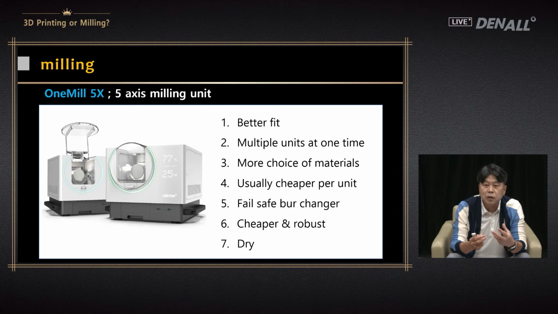I didn't explain it accurately. The inside undercut can be fabricated, so it has very good fit, and multiple units can be fabricated at one time. 25 units. The discs can be fabricated. If you just design it and turn on the machine, on the next day when you come to work, multiple units are ready. There are so many material choices, and it is cheaper per unit.